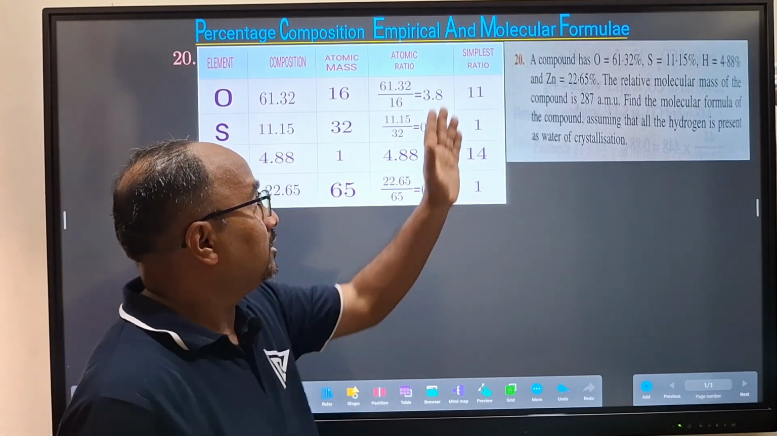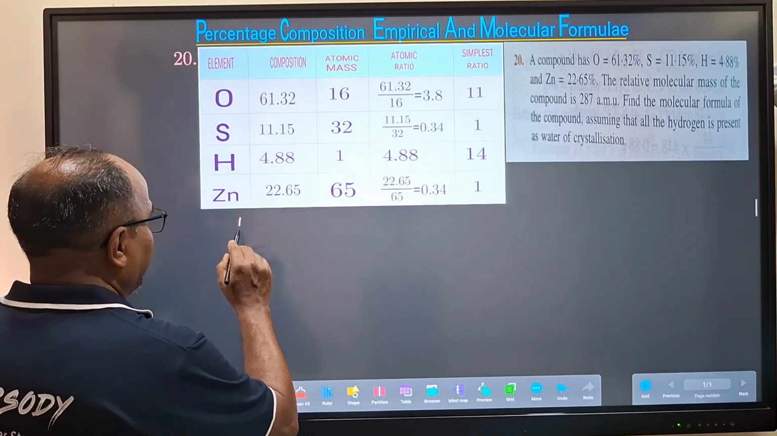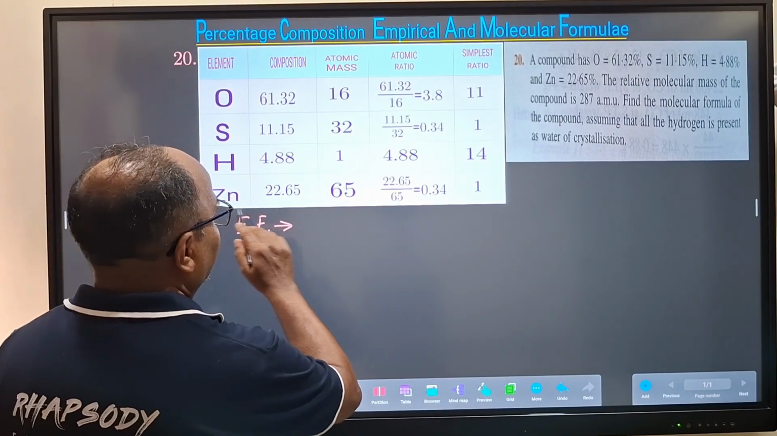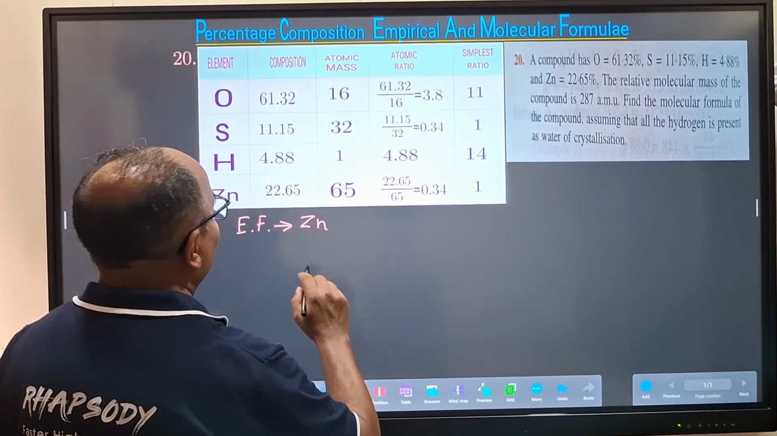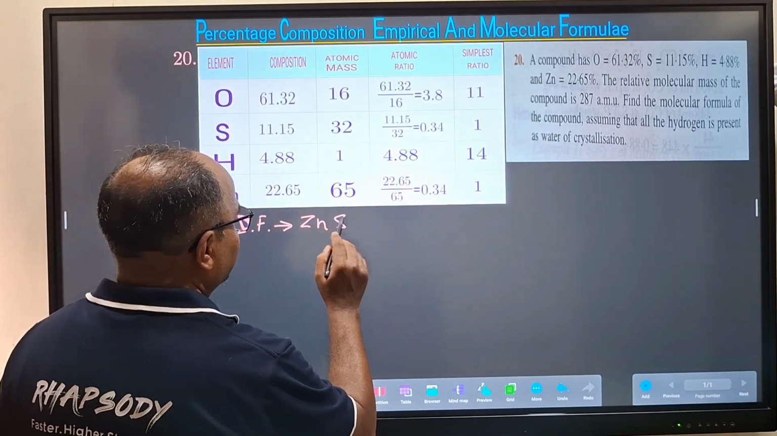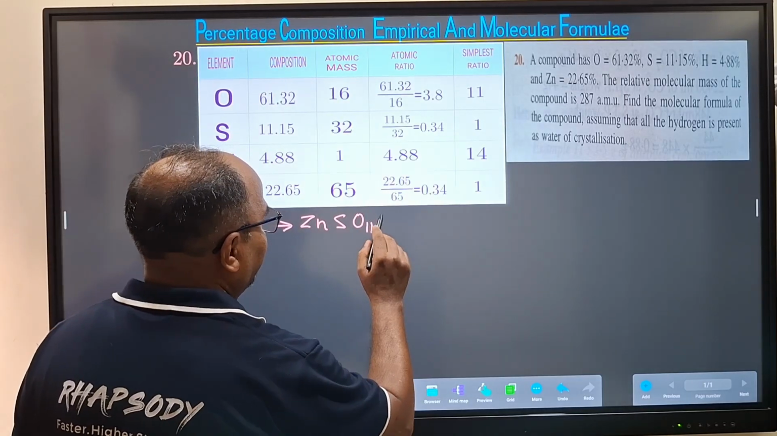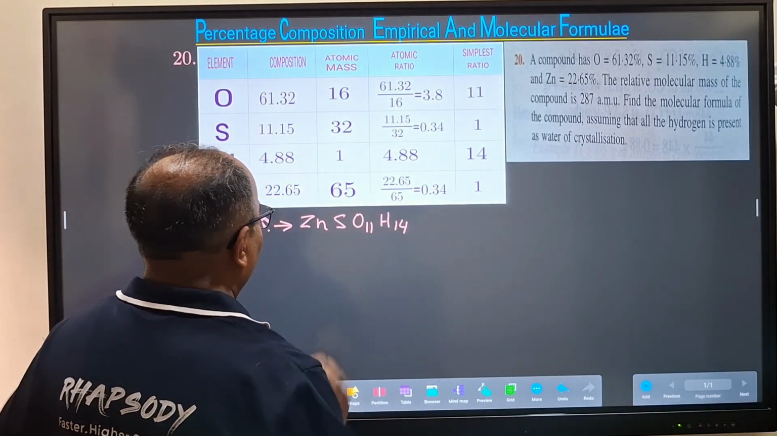Now we know the empirical formula we can get. So I would like to write Zn first, which is 1. Then I will write sulfur, which is 1. Oxygen then I will write, which is 11. And then hydrogen is 14.